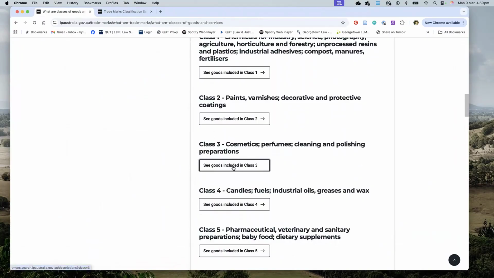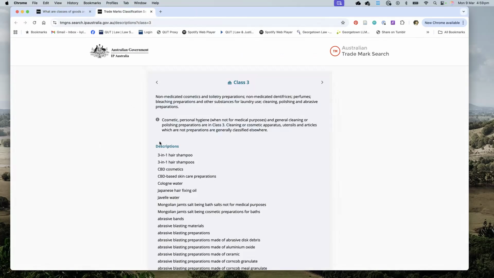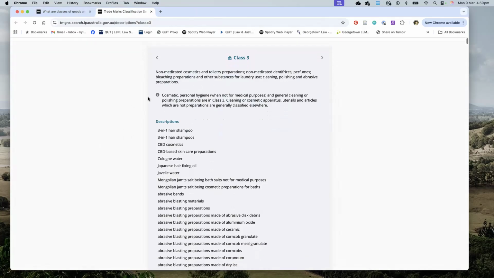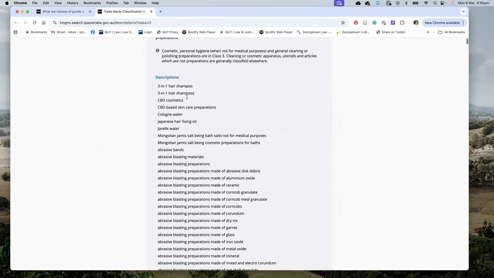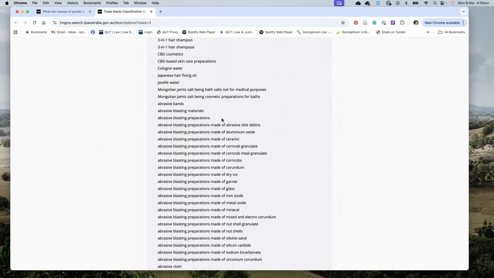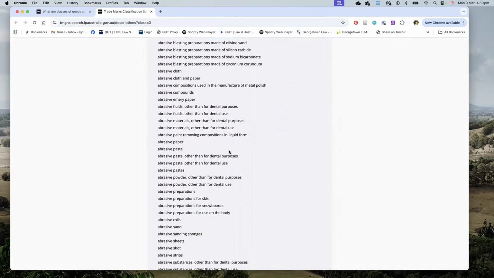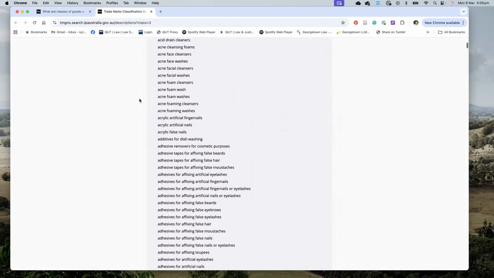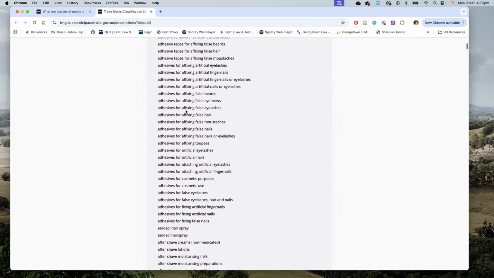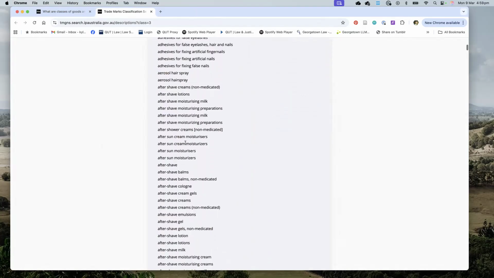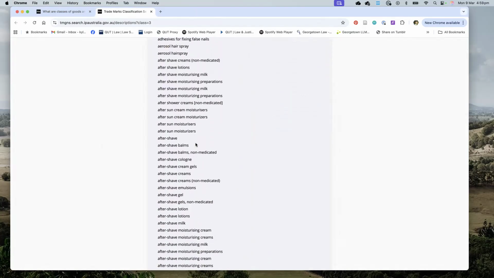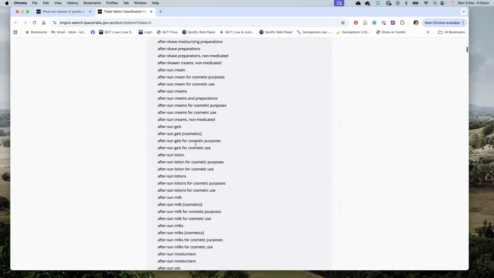Let's look at class 3, cosmetics, perfumes, cleaning and polishing preparation. So I have opened it already here, and let's take a look. It covers shampoo, but it also covers abrasive blasting materials and preparations, abrasive paste, acne cleansers, adhesives for false hair, after sun moisturizers. We're just at the A's. And some of these are cosmetics related. Some of them are not cosmetics related at all.